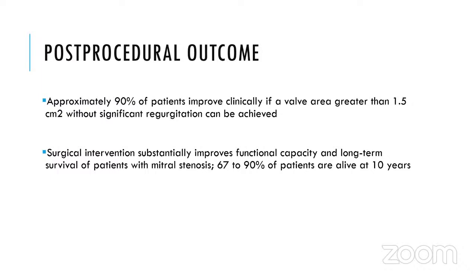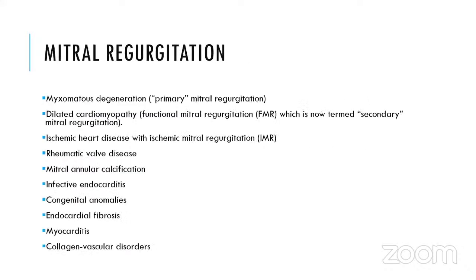greater than 1.5 centimeters squared without any significant regurgitation. Surgical intervention substantially improves functional capacity and long-term survival of patients with mitral stenosis, with about 67 to 90% of patients alive 10 years after the procedure. Moving on now to mitral regurgitation, we have two types of mitral regurgitation, primary and secondary.